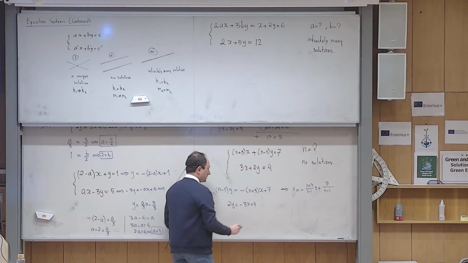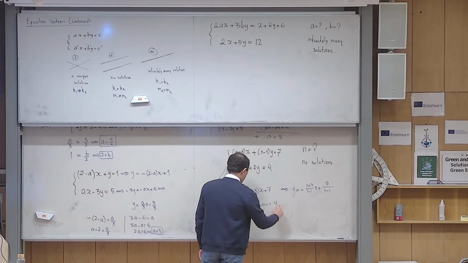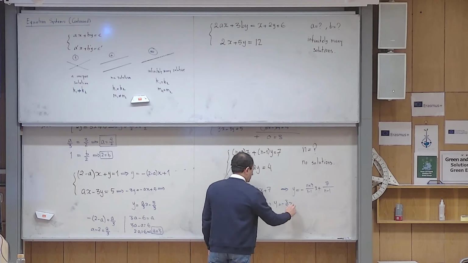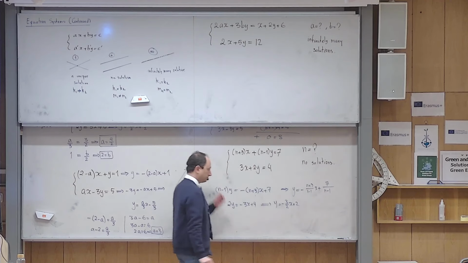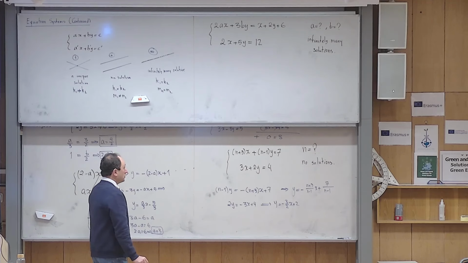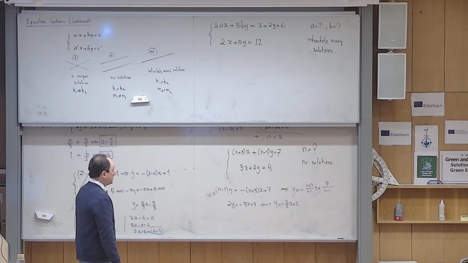I divide everything by 2. So y becomes negative 3 over 2. X, 4 divided by 2 is 2. Okay. So I want the system to have no solution. So it means that I need to put the k values the same, but I have to make sure that the n values are not the same.